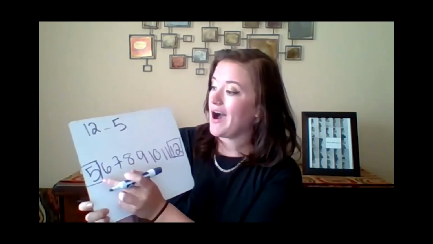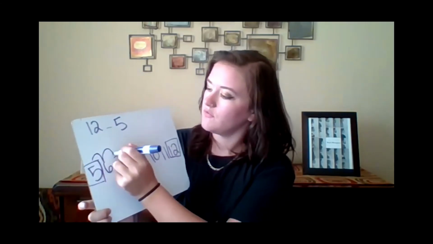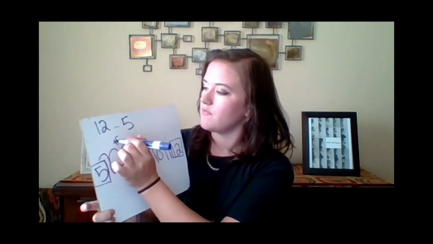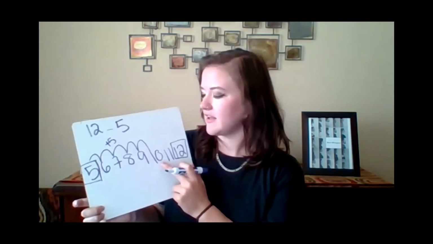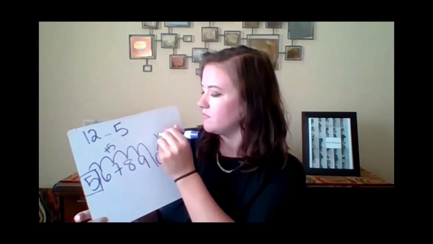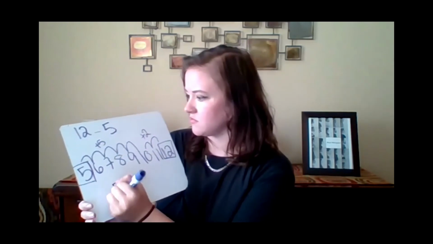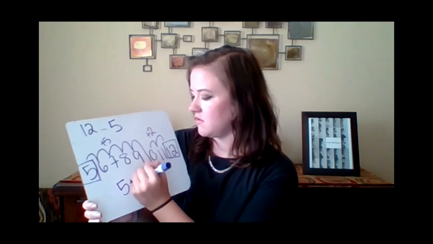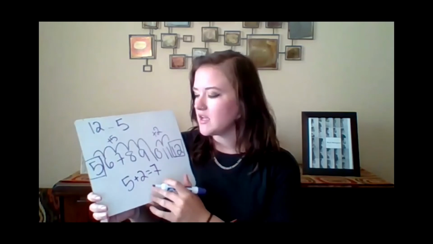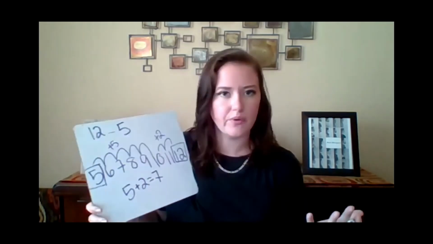Okay, so let's count. How many does it take to get from 5 to 10? 1, 2, 3, 4, 5. Plus 5. So now we're at 10. How many does it take to get from 10 to 12? 1, 2. Plus 2. Nice job. So now, what's 5 plus 2? It's 7. Because if we add all of that up, or we could even just count right down the line, 5, 6, 7, 8, we would get 7.